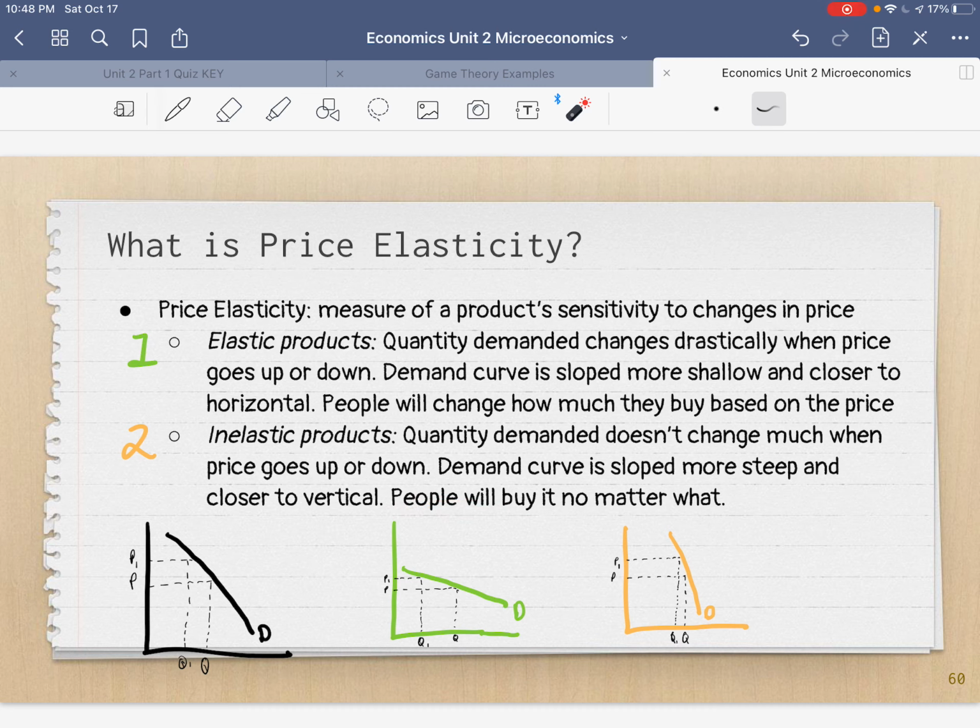Okay, so elastic products, number one, and I've done a representation on a graph down here in green, means that the QD, the quantity demanded, changes a lot when price goes up or down. And the demand curve is going to be more horizontal. So let's take a look at it.